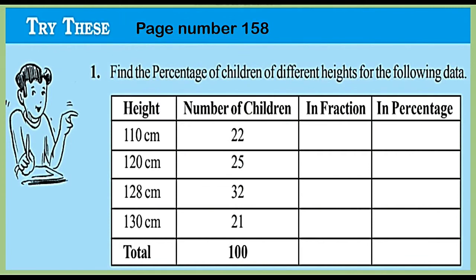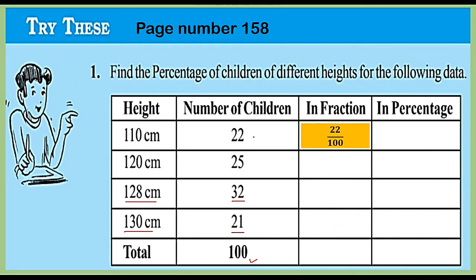Question number 1. Find the percentage of children of different heights for the following data. Here you can see 22 students are having the height 110 centimeter. 25 students are having the height 120 centimeter. 32 students are having the height 128 centimeter. 21 students are having the height 130 centimeter. And the total number of children is given as 100.